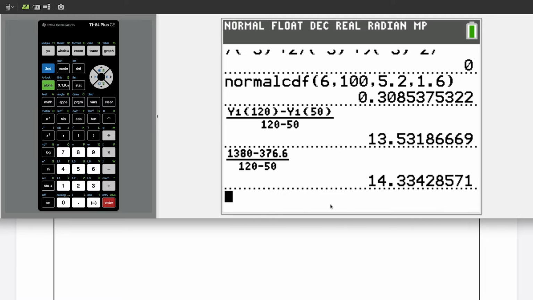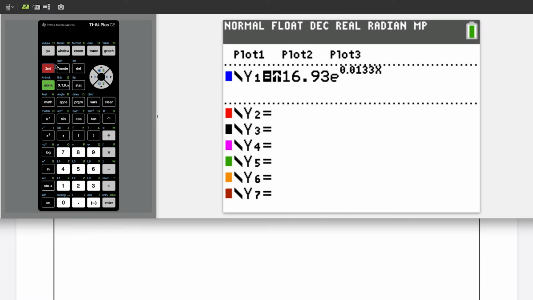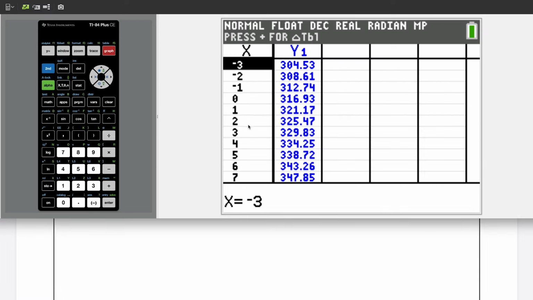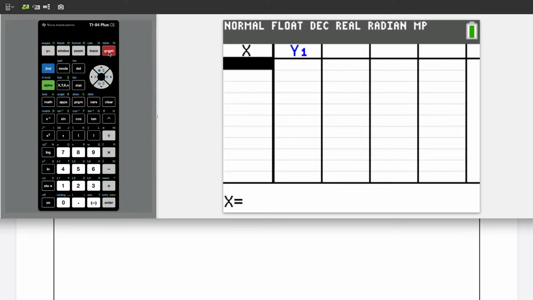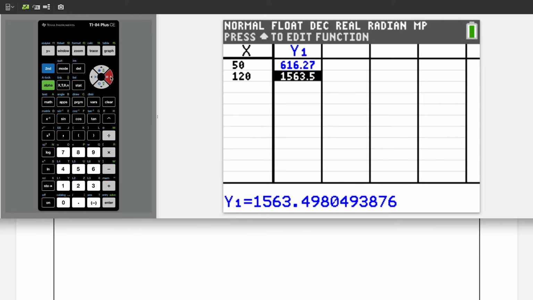Now, one other thing I want to point out, let's say you don't want to use this shortcut here. You could also go to the y equals, and we go to second graph to pull up the table. And we have these values here, but what we could do is press second window and switch the table from auto to ask. And what that allows you to do is make a custom table. So I could also type in 50 and 120, and then I would be able to write these values out myself. So I would have this y value minus this y value for the function p of x.